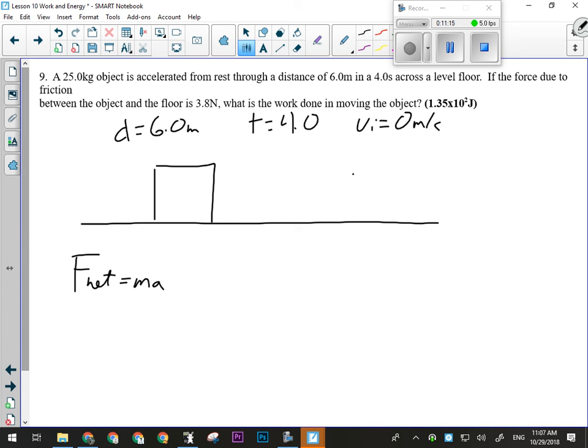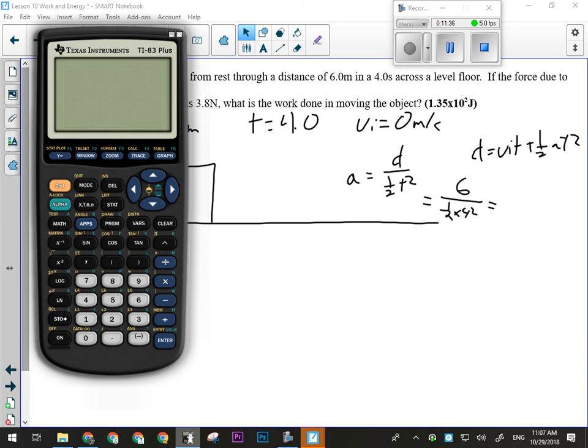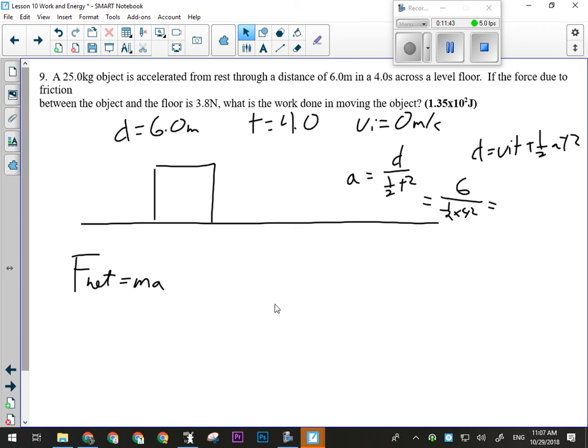So first I'm going to find acceleration. Acceleration will be d over half of t squared, because d equals vi times t plus 1/2 at squared, just manipulated for a. So we'll have 6 meters over 1/2 times 4 squared. 6 divided by 8 is 3/4. It's 0.75 meters per second squared.